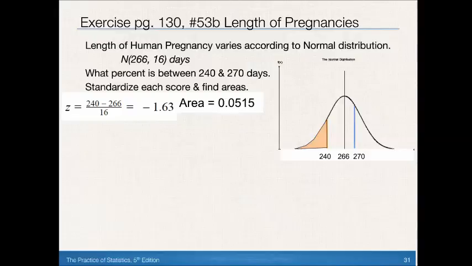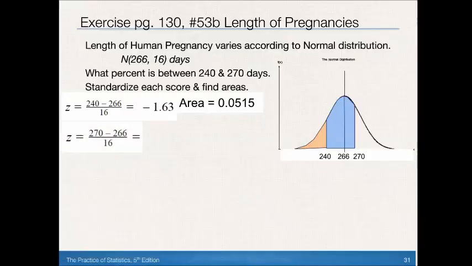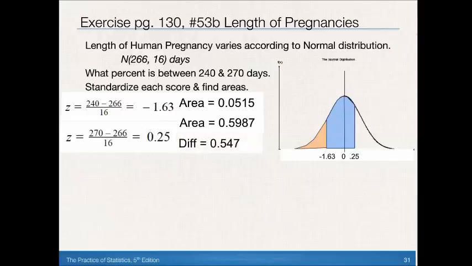We then find the 270, and that's shaded to the left. That should be shaded all the way over, including all of that. And then 270 minus 266 over 16 gives us 0.25. We find that area, which is 0.5987. And then we find the difference between those two, so it's 0.547. Which means from the table, 54.7% of the pregnancies are between 240 and 270 days.